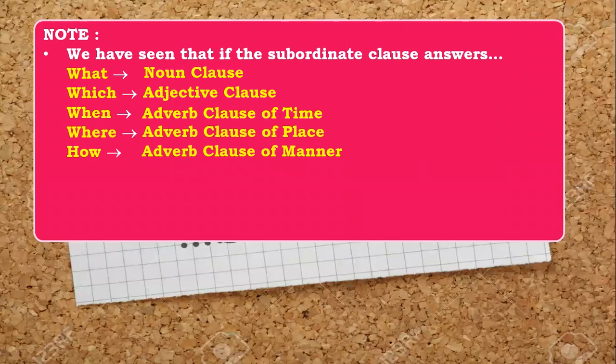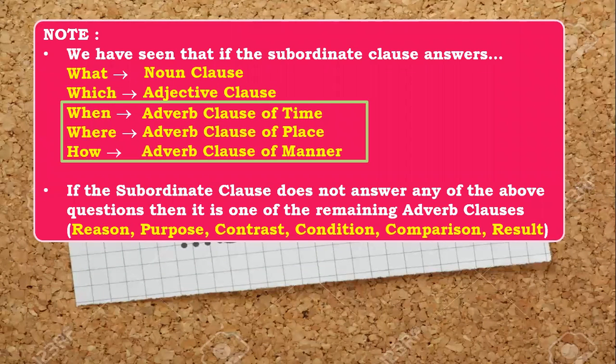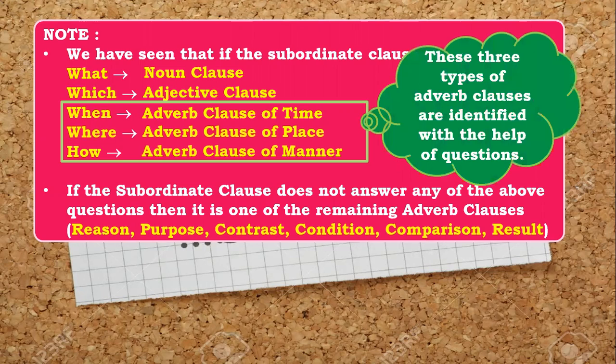what if none of these questions get answered? Then what? It's easy. If no subordinate clause is getting answered for the above questions, then the remaining six clauses we have: reason, purpose, contrast, condition, comparison, and result. So these six are going to be the answer if none of the questions above get answered. How interesting. Come on, let's try them all.